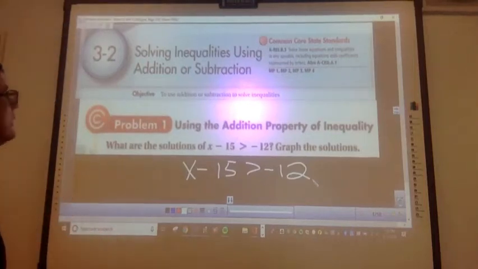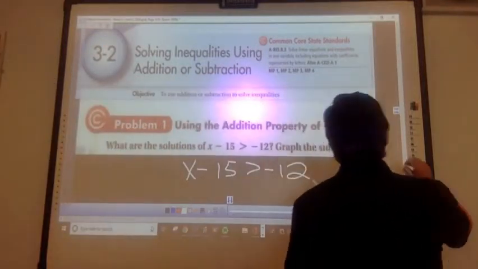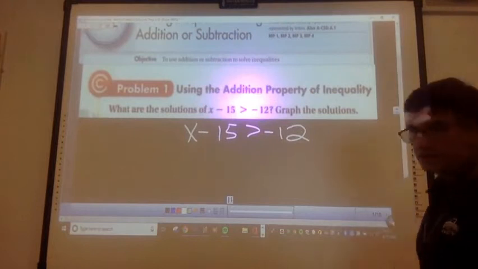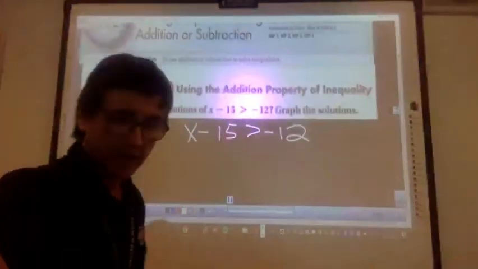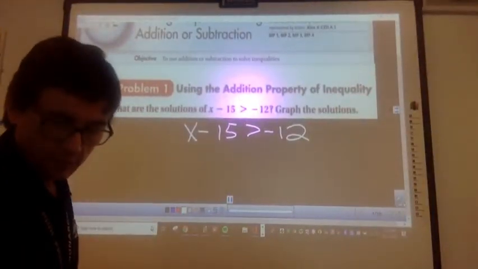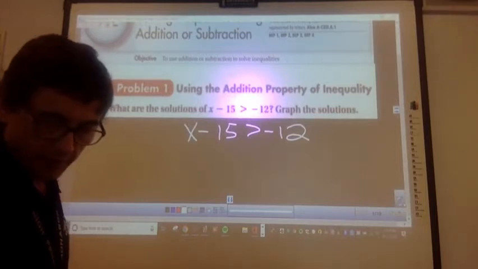We good. So 3-2, solving inequalities using addition and subtraction. And we are going to be graphing all of these. Write in the chat what the first step of this problem is.